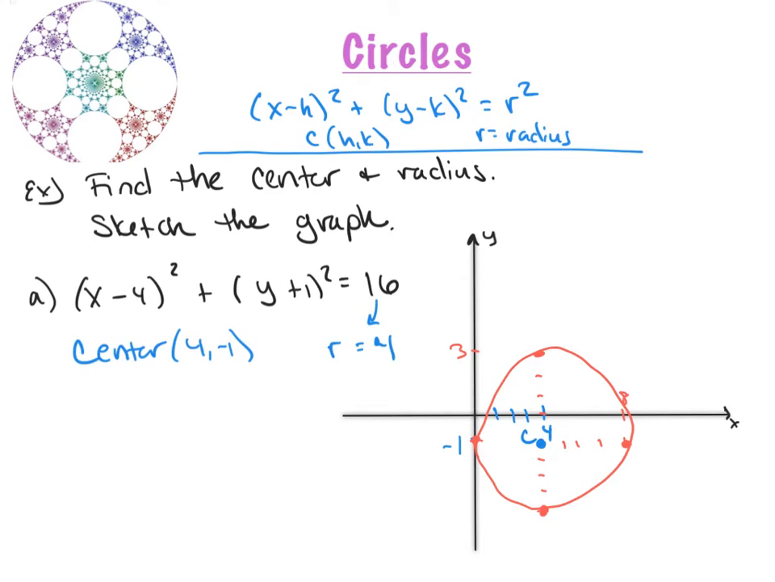Nope, not really. Close enough. Okay, there's our circle centered at 4, -1, radius 4. Let's do another one of these.